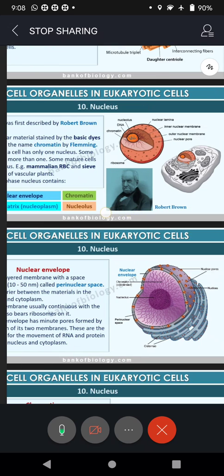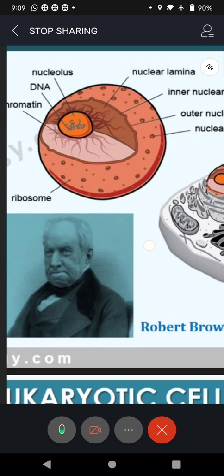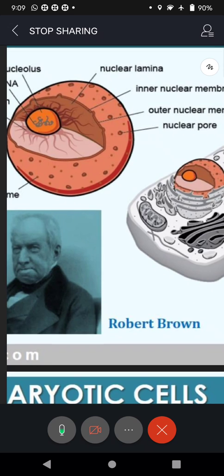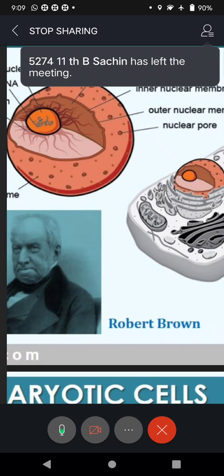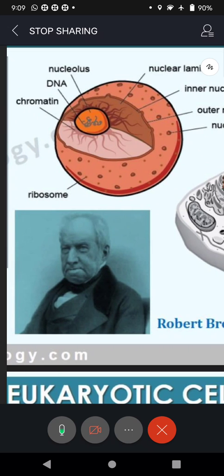Now look at that. This is how the nucleus will be. Let me expand that. Yes. See, there are two: outer membrane, inner membrane, and then there is presence of DNA, ribosomes, nuclear lamellae. So these are the various structures that are present in the nucleus.